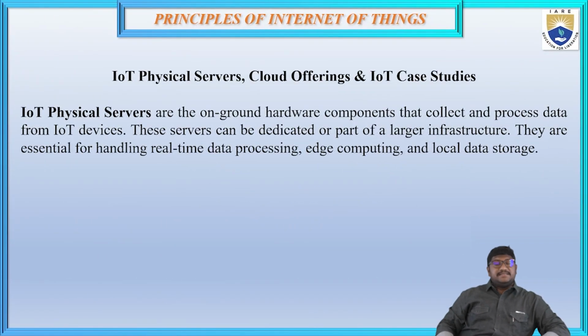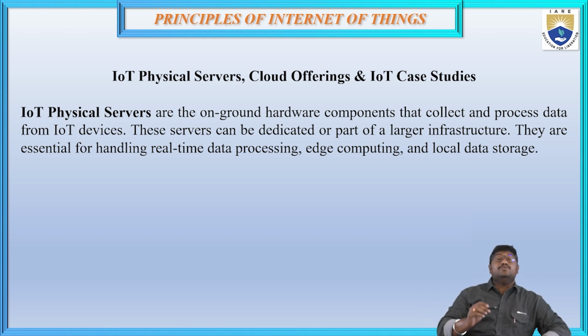Now we'll start with an introduction to IoT physical servers and cloud offerings. IoT physical servers are the on-ground hardware components which are going to collect the data, and after collecting, process the data from IoT devices. This is what IoT physical servers do. In one line, I can say that IoT physical servers are the on-ground hardware components which collect the data and also analyze that particular data from the IoT devices. Analyzing is nothing but processing the data. Got it, guys?